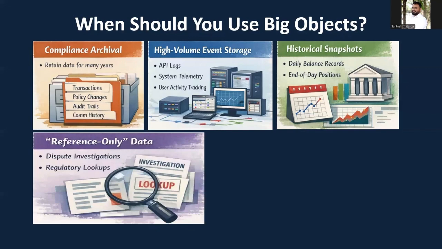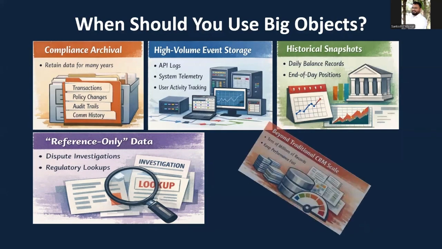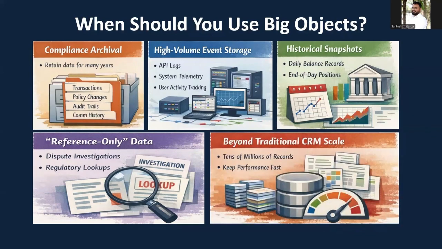Next one is reference only data. Data that is rarely changed but often retrieved for verification, like dispute investigations, historical customer interaction trails, and regulatory lookups. So for this kind of use case also, you can go for big objects. Last but not the least, when you are crossing the comfort zone of custom objects where you are dealing with a humongous amount of data and you want your operational org to remain fast, that's when you can go for the big object. So now you know when to use the big object.